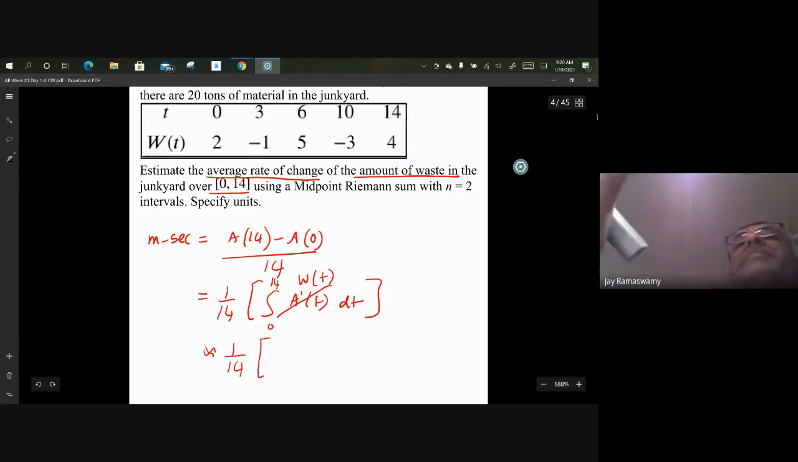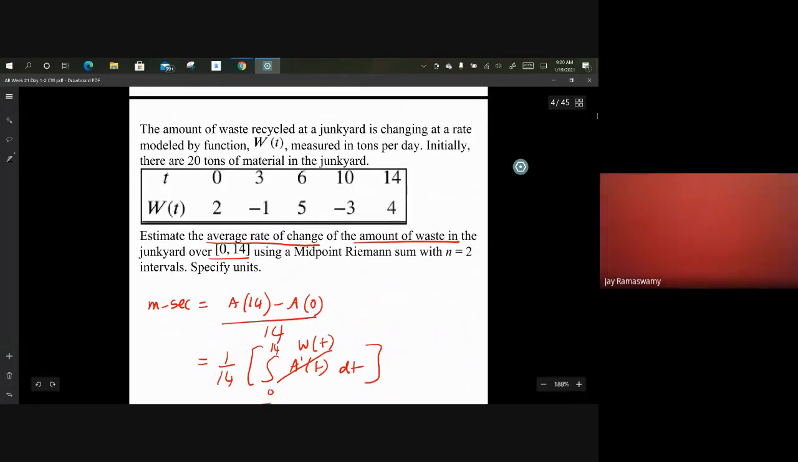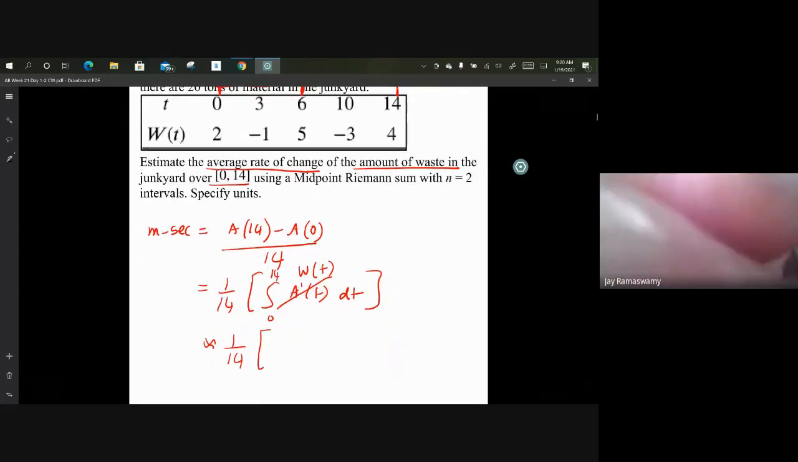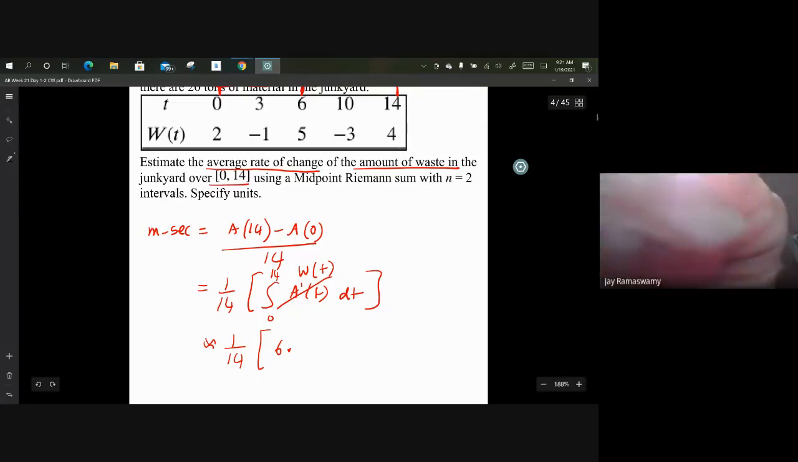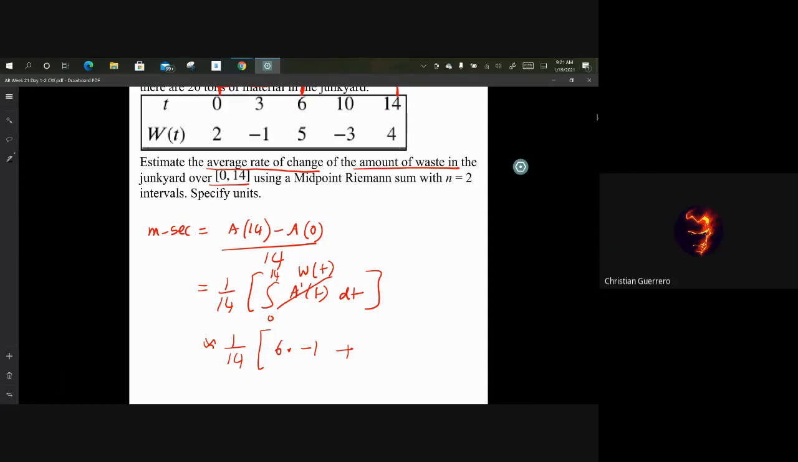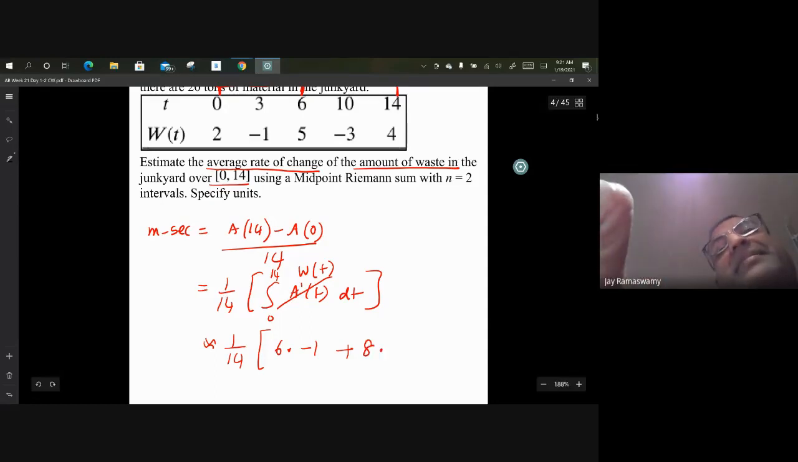And it says midpoint Riemann sum, guys. So I'll sketch. It says only 2 intervals. So it's 0 to 6, and then 6 to 14. First base, 6, we're going from 0 to 6. Midpoint, negative 1, negative mid height, plus second base 6 to 14, 8, mid height, negative 3.